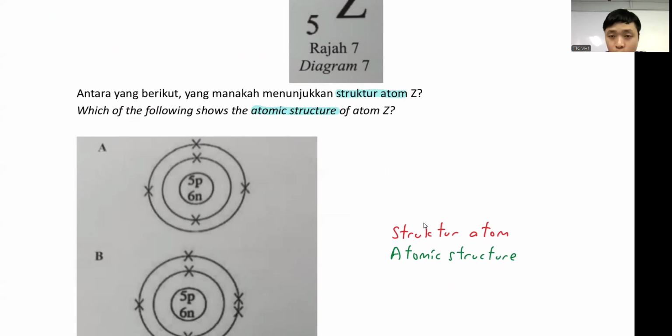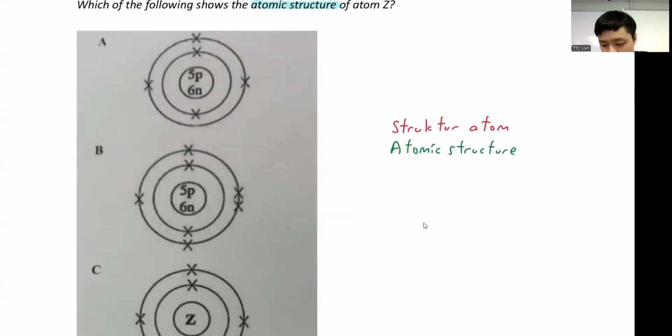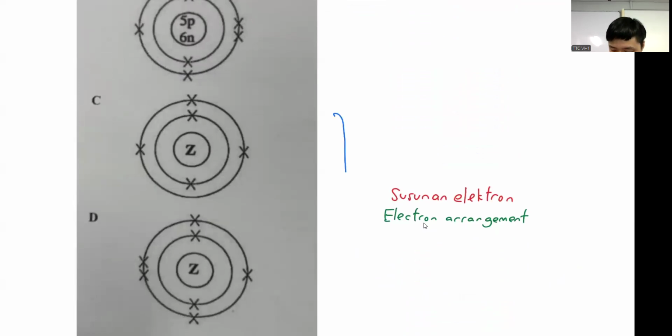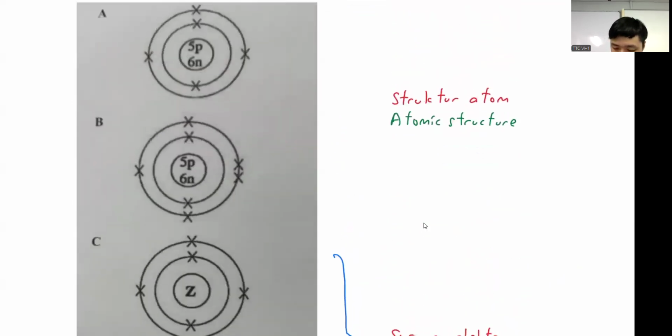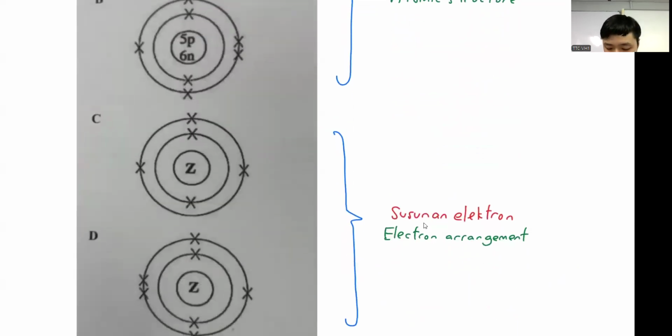Struktur atom. You got two different parts. Atomic structure. Okay, the drawing is the same. It's just that inside the nucleus, for atomic structure, you put how many protons, how many neutrons. For electron arrangement, these two are the electron arrangement. These two are the atomic structure. Electron arrangement, then you put the symbol of the element.